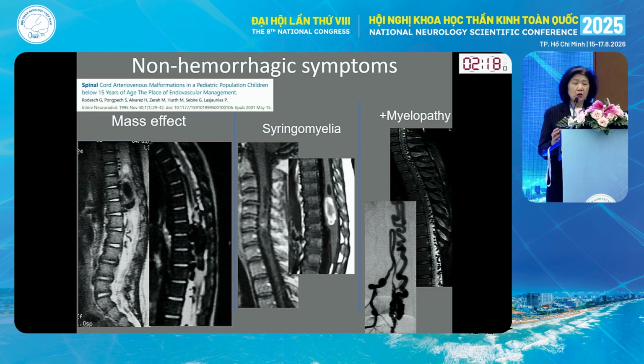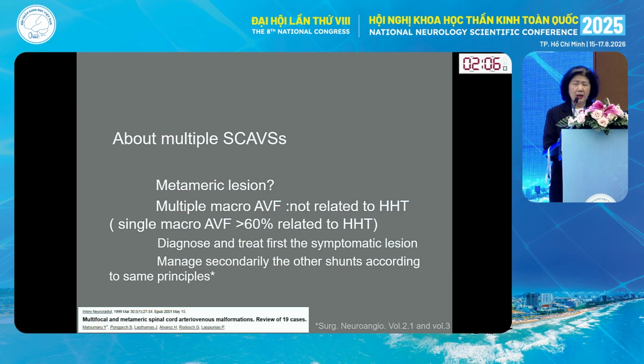Not only the hemorrhage in the spinal cord, but you can have the mass effect. Don't forget that you can have syringomyelia related to the spinal cord AVM, and for sure myelopathy. Multiple AV shunts can be a metameric lesion. What we call a metameric lesion is the same embryologic segmental arrangement of the vascular malformation.